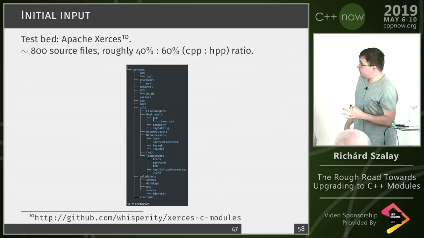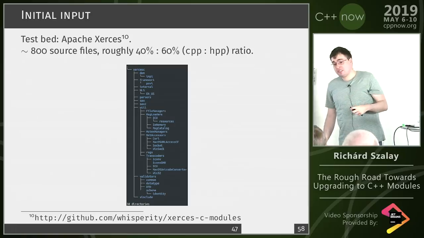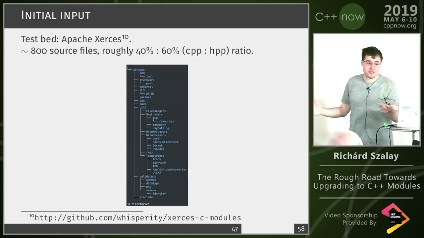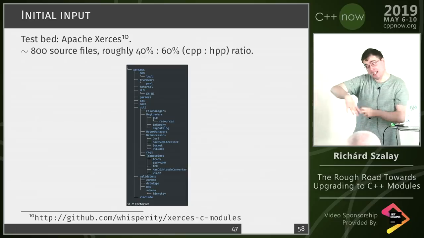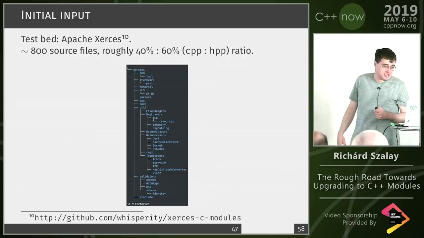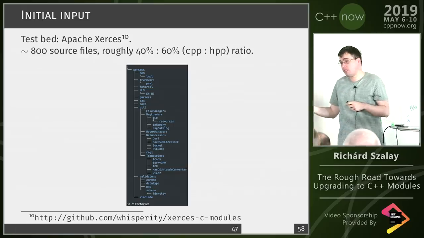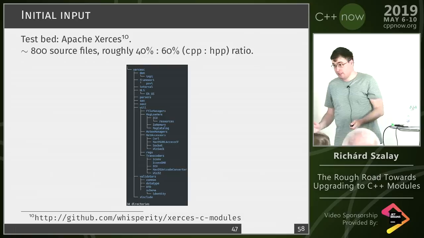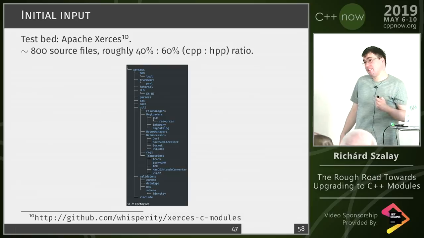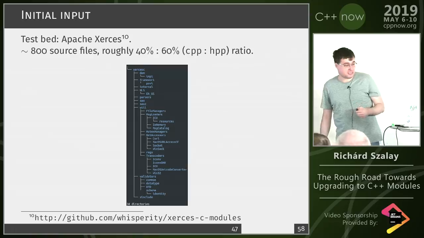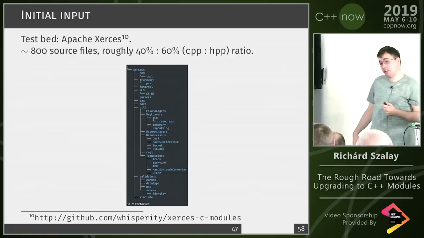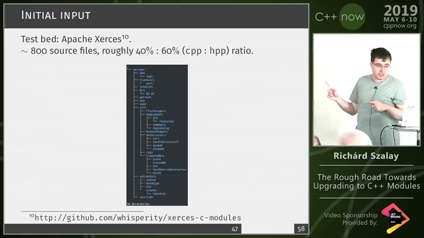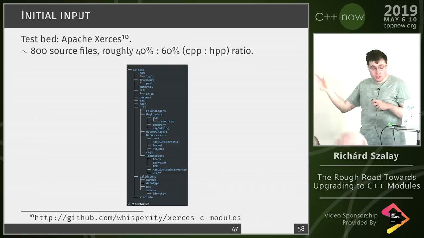The big test bed for this was Apache Xerces, the XML parser. That's one of our open source projects, which is the first line of the vanguard on which we test implementations. It has roughly a half-to-half CPP to header ratio. It's very object oriented, and quite frankly, there's not much heavy template magic going on inside Xerces. There's 38 directories. I didn't use all of them in the modularization. Some of them are platform specific, which I ignored.